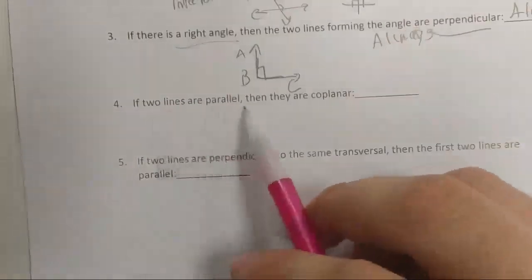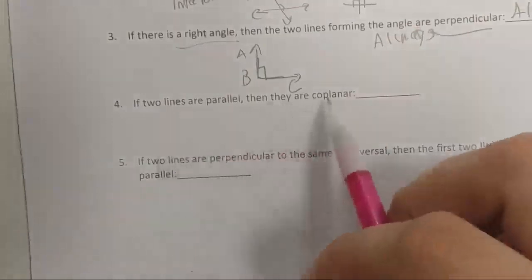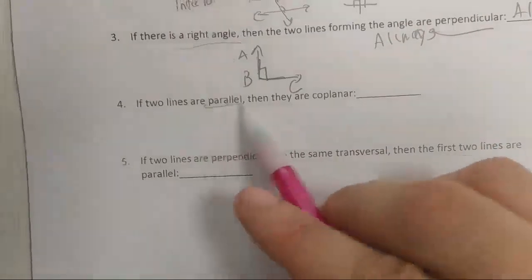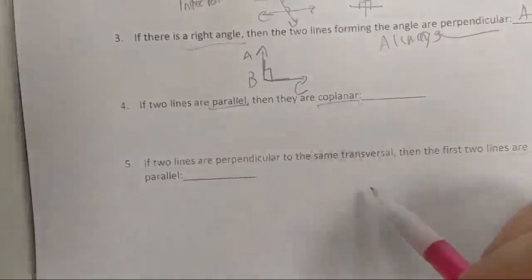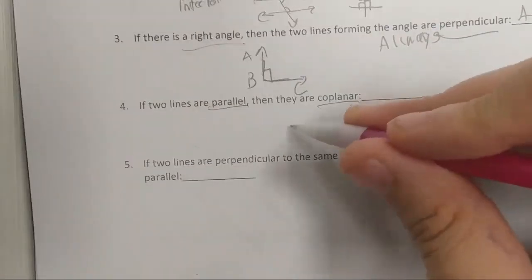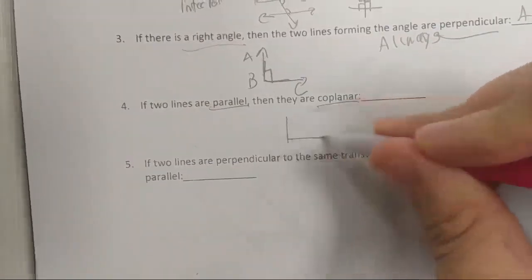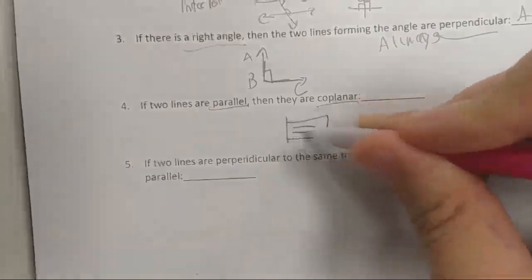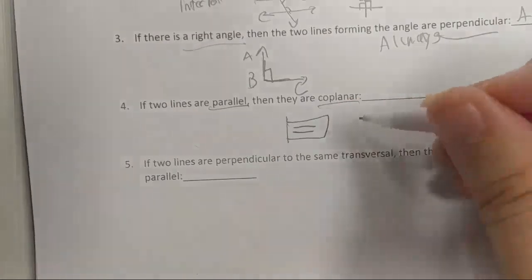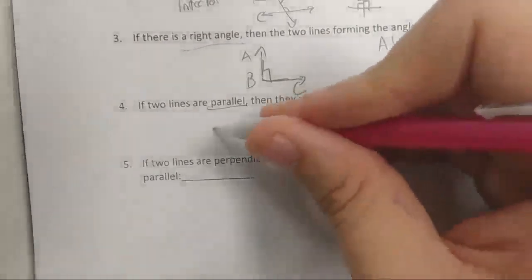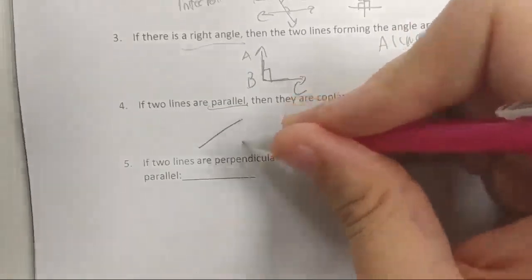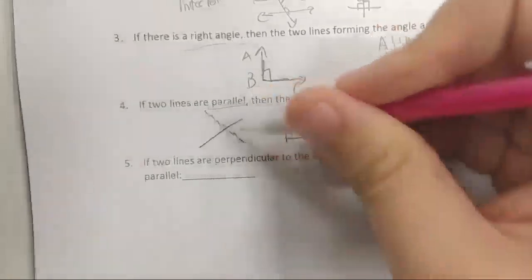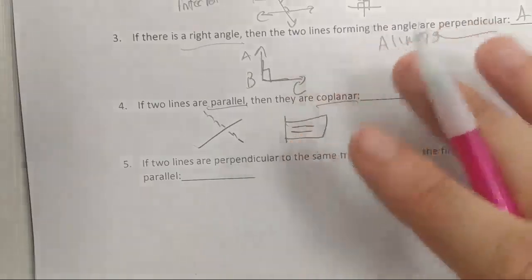If two lines are parallel, then they're coplanar. So in order for two lines to be parallel, by definition, they have to share the same plane. Like in the railroad tracks I was talking about, they have to be on the same ground, and they run next to each other. If they were on different levels, like imagine a road and a bridge above the road, those are skewed situations.